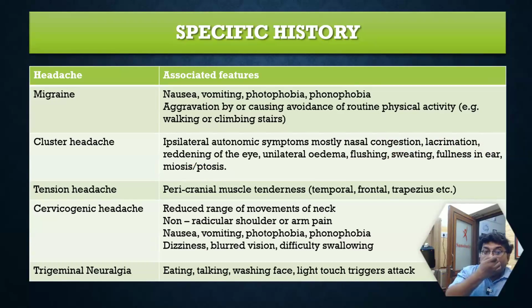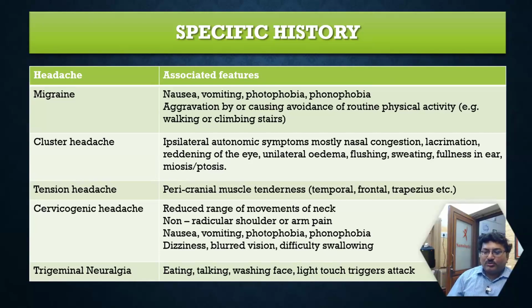Now coming to cluster headache, there are ipsilateral autonomic symptoms like nasal congestion, lacrimation, redness of the eyes, unilateral edema, flushing, sweating, fullness in ears, miosis, ptosis, that could be possible. So all the autonomic symptoms might be there in cluster headache, as well as the other groups of trigeminal autonomic cephalalgias. In tension type of headache, there could possibly be pericranial muscle tenderness, especially in the temporal, frontal, and sometimes trapezius regions.